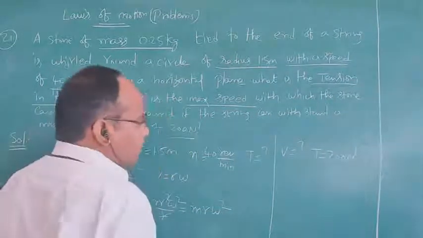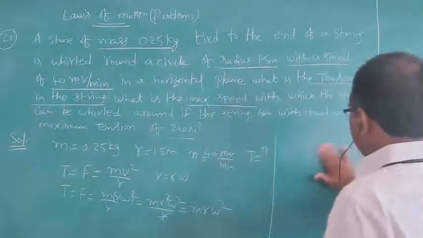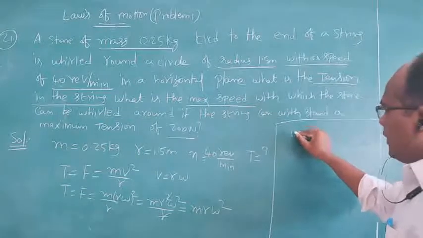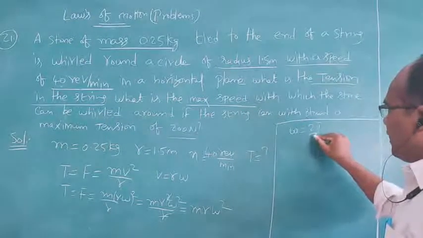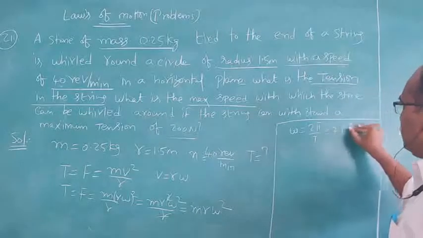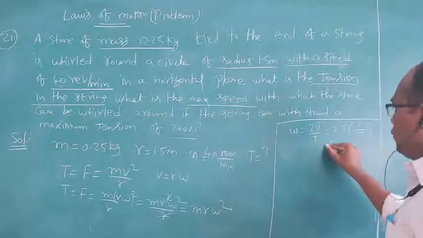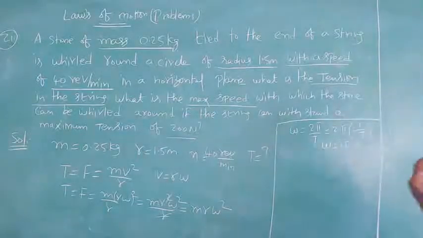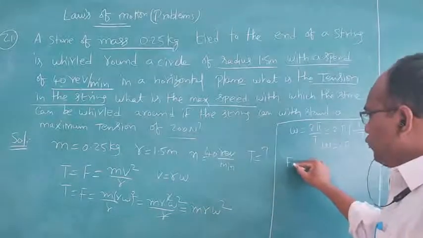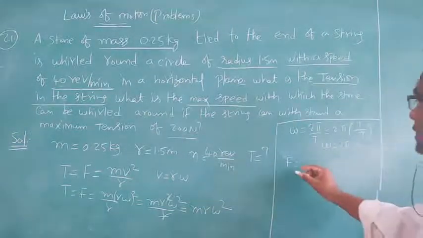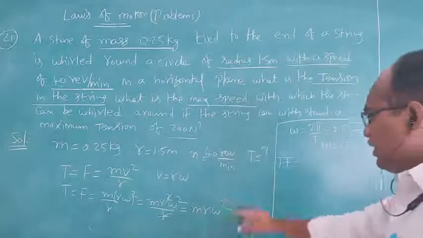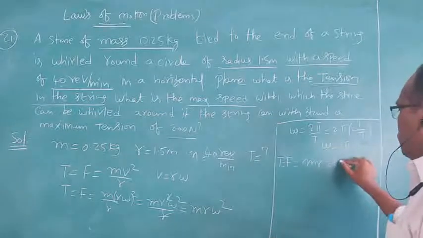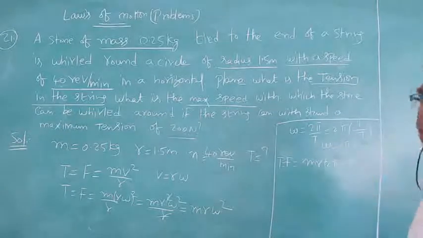It is not visible, but I am writing it here. So omega is equal to 2 pi by T. So the meaning is 2 pi into 1 by T. So omega value is 2 pi n. Okay. Now force is equal to tension. So in place of omega I should write 2 pi n whole square.